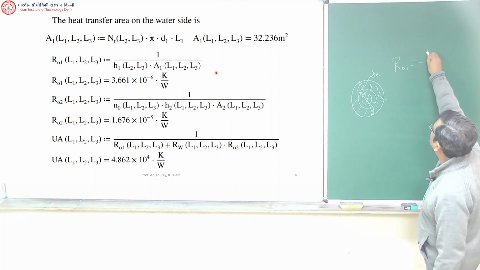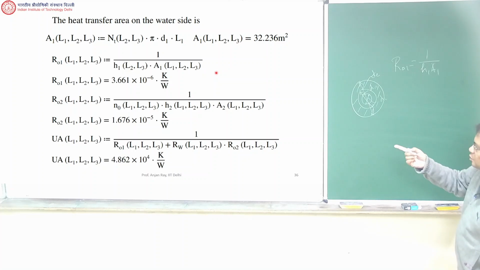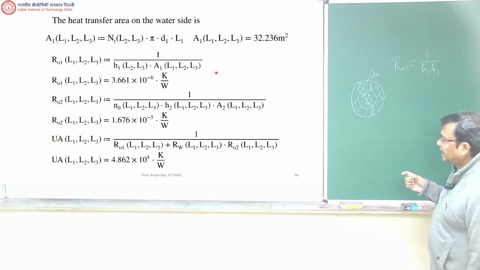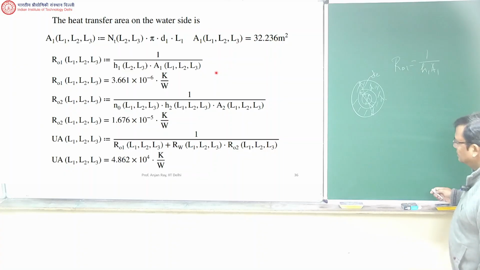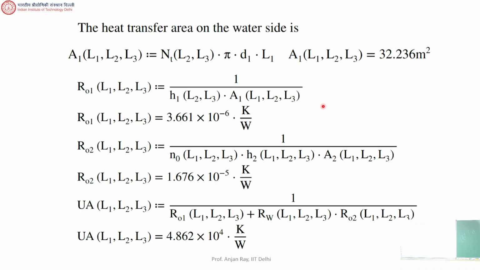So this is just 1 over H1 A1. That's a simple thing, right? Similarly, RO2 is 1 over H2 A2, but modified by that efficiency factor, the overall efficiency factor. So we have RO1 and RO2, and we also have RW. So we can calculate UA, which turns out to be this much.